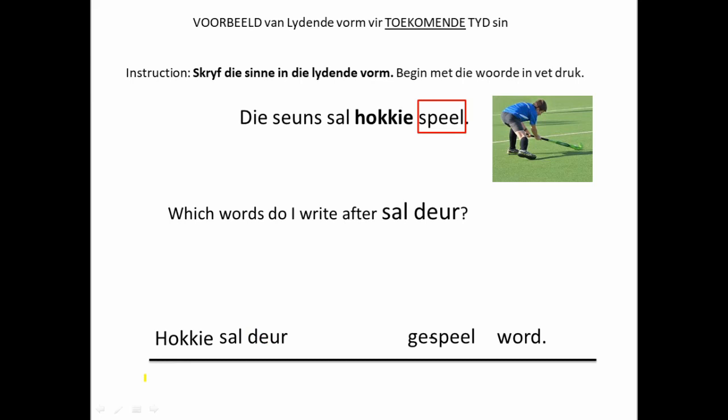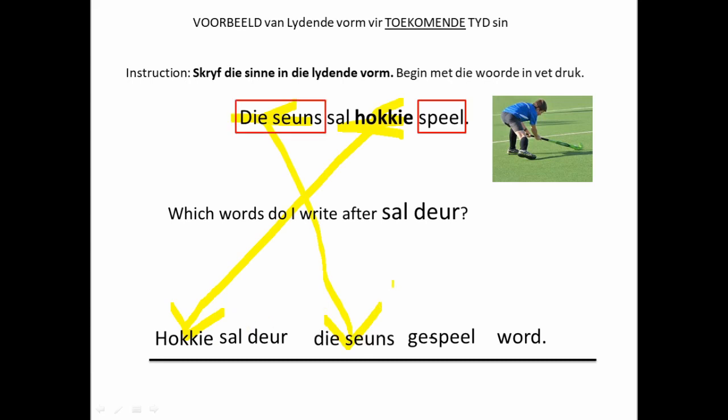Which words do I write after sal deer? Remember, we are swapping the object and the subject. We already have the object. Now we need what? Yes, the subject. So, die seuns goes directly after sal deer.